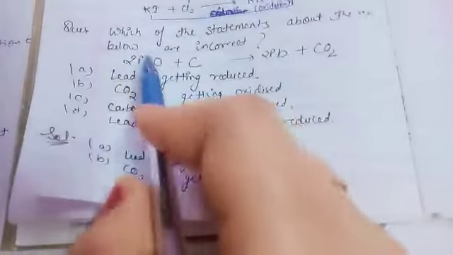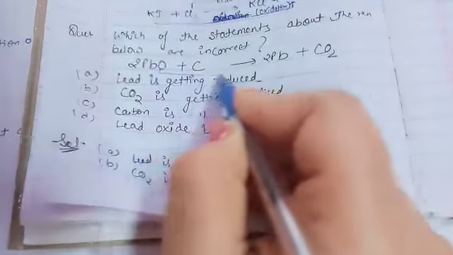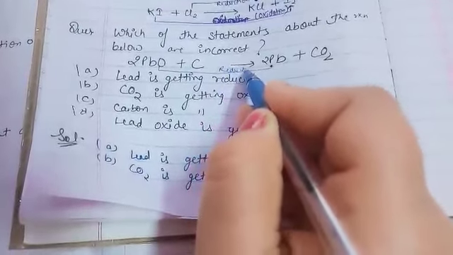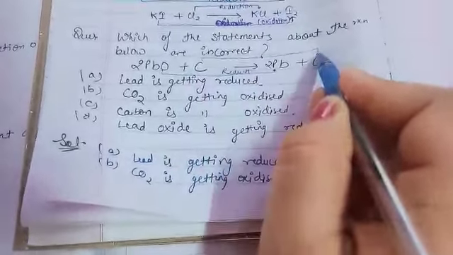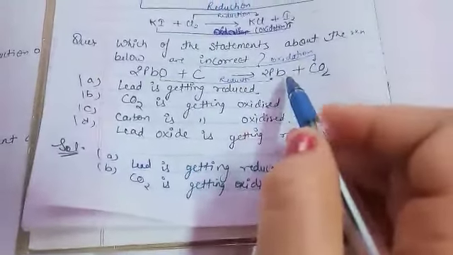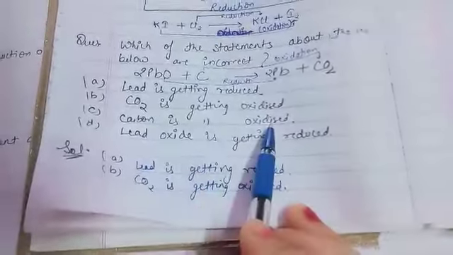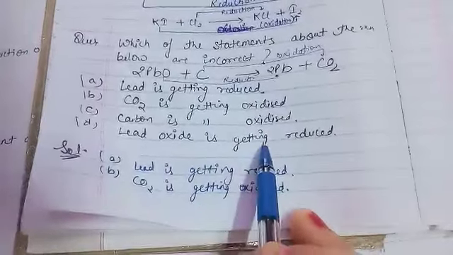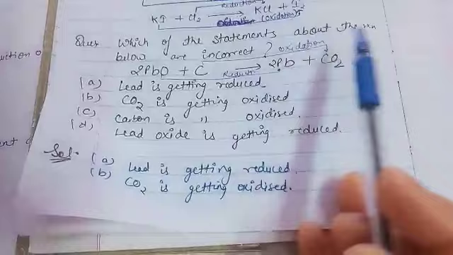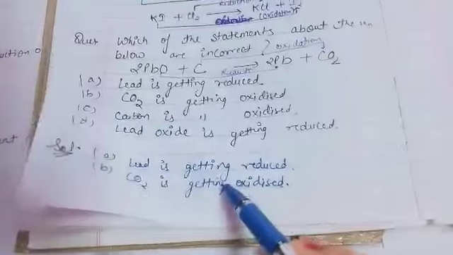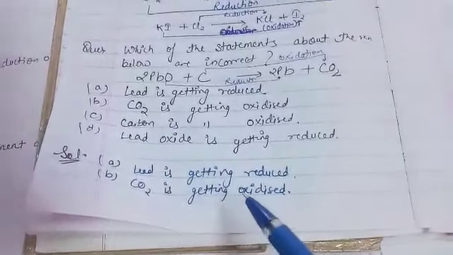Just see, PbO becomes Pb, from this to this, that is removal of oxygen, so reduction occurs. And here C becomes CO2, so simple oxidation occurs. So carbon is getting oxidized and lead oxide is getting reduced. You have to identify the incorrect one, so if these two are right, then the other options, A and B, are incorrect. This is your answer. Okay, thank you.